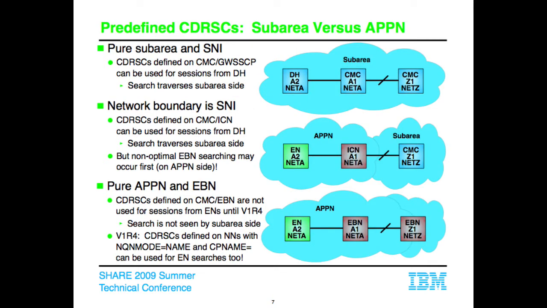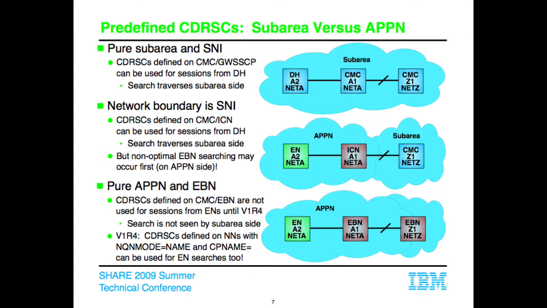So now I'm going to go through 3 more examples that look very similar to the alias translation examples that I did earlier. In particular, we talk about a pure subarea network and what happens when we predefine CDRSCs on only the CMC, for example. In a pure subarea network, it was very common for customers to only predefine the CDRSCs on the CMC.